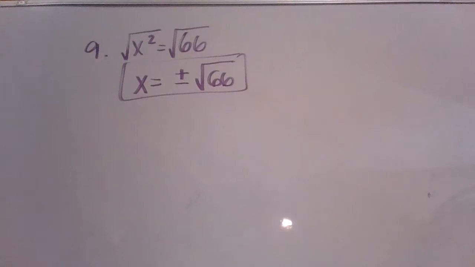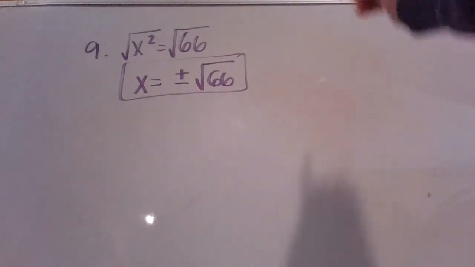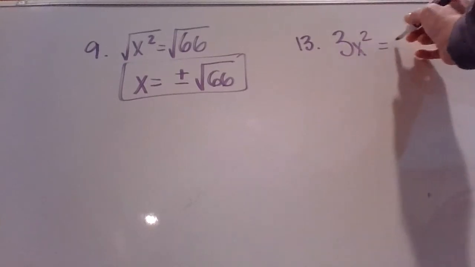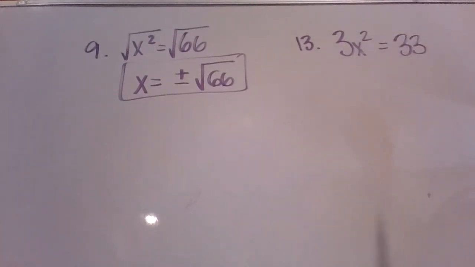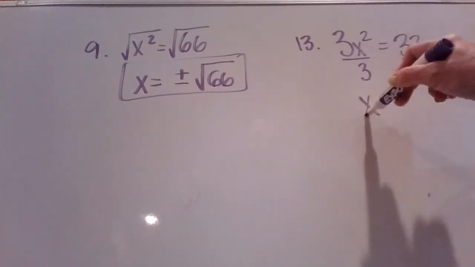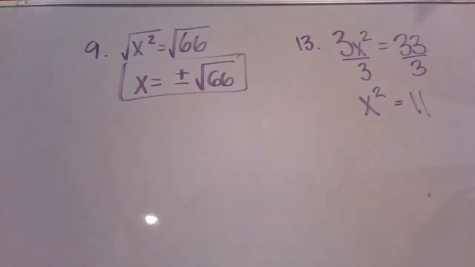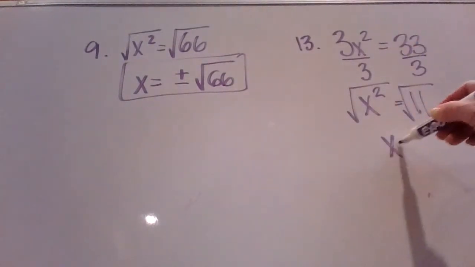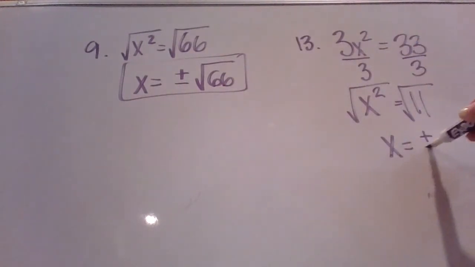Number 13. Number 13 is 3x squared equals 33. I'm going to divide both sides by 3. So x squared equals 11. Now I'm going to find the square root. So x is equal to plus or minus the square root of 11.